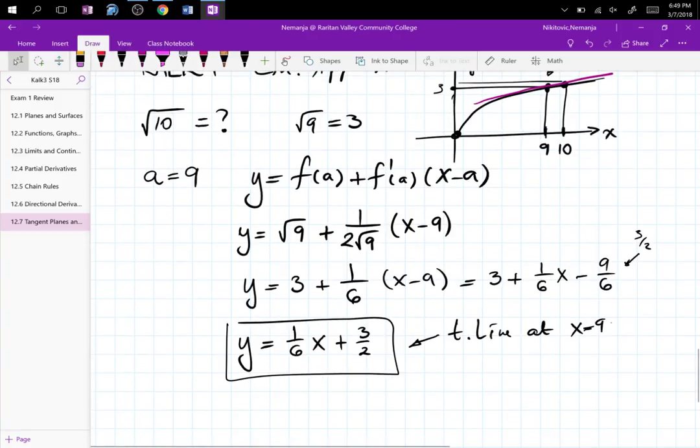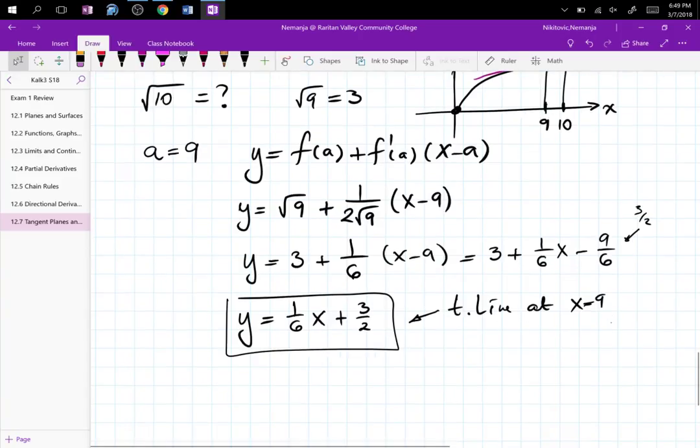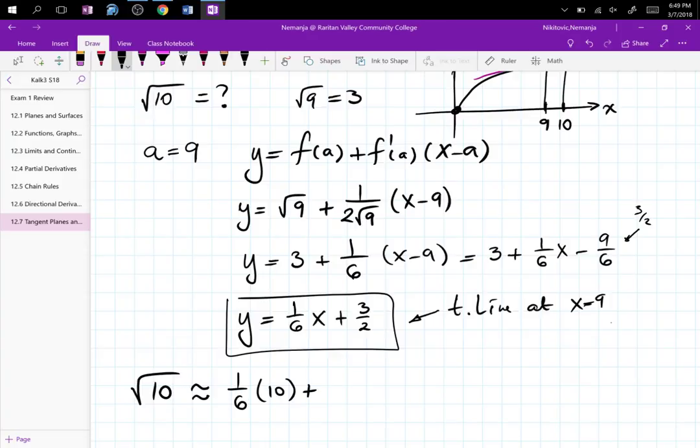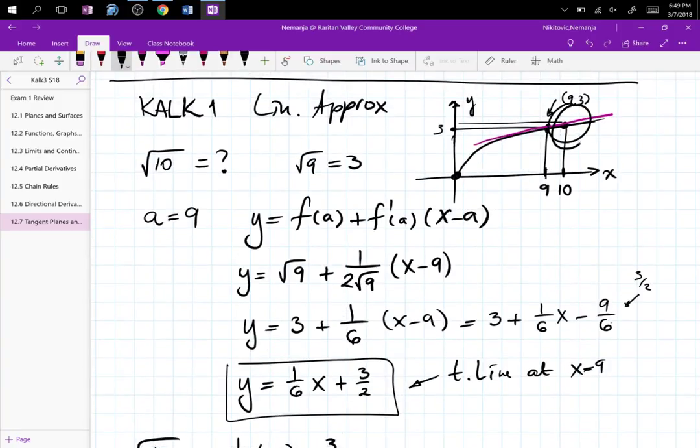And we use that line to compute 10. So the square root of 10 is approximately equal to 1 over 6 times 10 plus 3 halves. Instead of computing the exact y value for the square root of 10, I'm going to compute 10 in the tangent line, because the y coordinate of the tangent line at this point is very close, almost the same as the y value of what you actually wanted to compute, which is root 10.